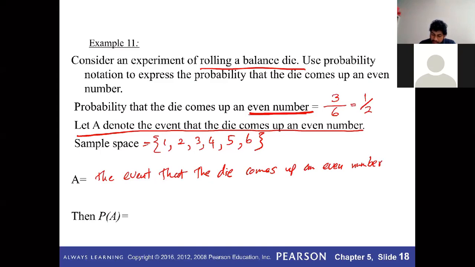P(A). What is P(A)? The probability of this event. A means the event that the die comes up an even number. So what is the frequency belonging to that event? It is 3 divided by the total number of outcomes, 6, which is 1/2. Same thing, but using notation.